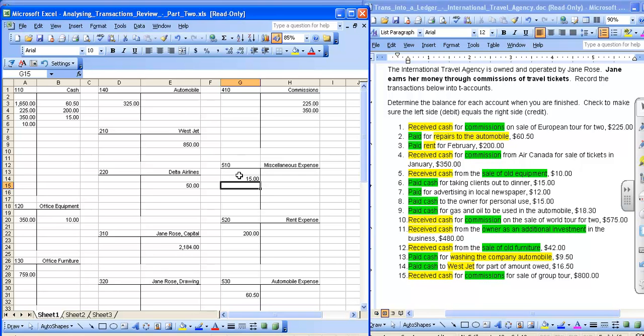Transaction number 7. Paid for advertising in the local newspaper, $12. So once again, if we paid for something, we're going to credit cash for $12. And why are we paying cash? For advertising in our local newspaper. Do we have an account called advertising? No, we don't. So once again, we need to use our miscellaneous account. So we're going to put $12 on the debit side of miscellaneous expense.